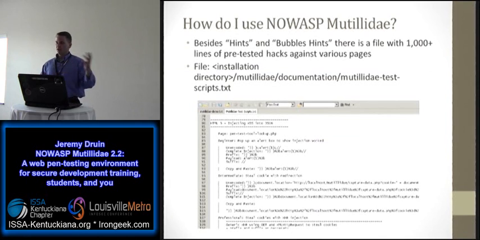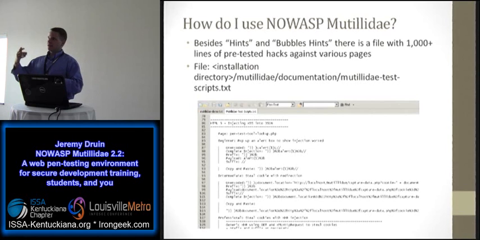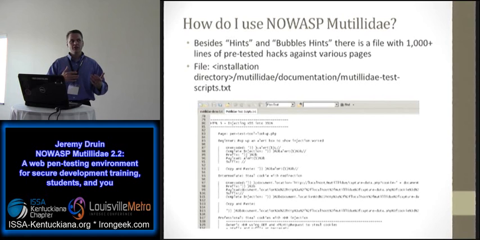Besides the hints and the bubble hints and all the other help that we talked about, there's a file inside of the documentation folder that comes with the project when you download it that has a list of all the tests that we've done on the system over time, and when they work, we just stick them into this file and just keep appending to this file, and it grows over time. So I checked it yesterday, and I think it has about 1,100 lines of different kinds of exploits in it that you can cut and paste and try out on different pages. For the most part, I've been pretty good about putting the page that it'll work on and some explanation of what the exploit's trying to do.